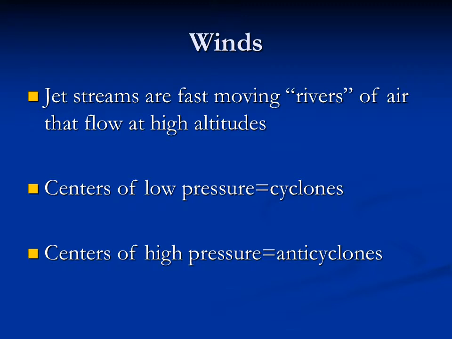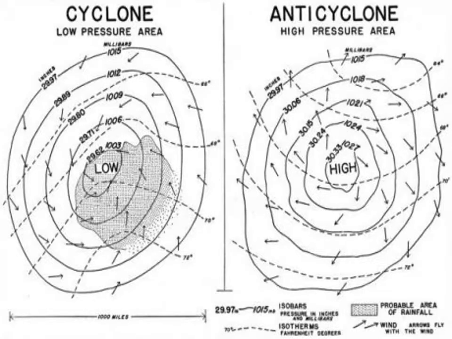Where you have centers of very low pressure, those are called cyclones, and centers of very high pressure are called anticyclones. And if you look at the left-hand side, it's a cyclone. That's a low pressure area. And if you look at the arrows, they're all moving in a counterclockwise direction. So they're moving counter to the left, like backwards around the clock.